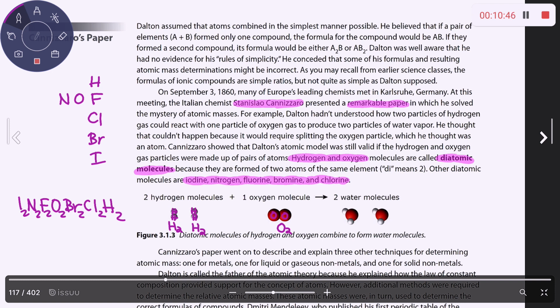If they're in a compound, they may or may not have a subscript 2 on them. That is determined by the charges that they have. So don't start thinking that everything in a compound would have to be diatomic. Does that make sense? Okay.